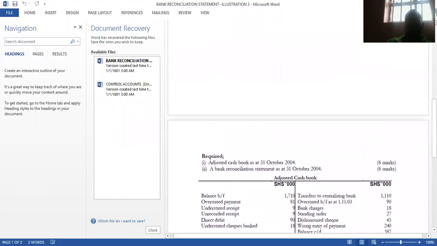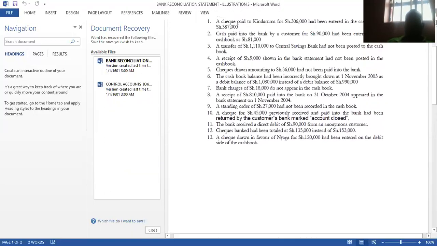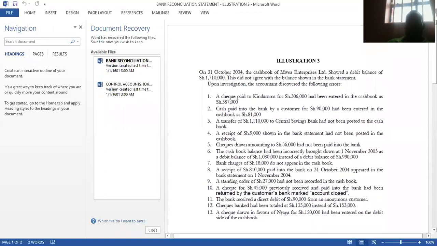Let's go to the error number two that was noticed. It says that cash paid into the bank by a customer, 90,000, had not been entered in the cash book. It was a cash paid into the account by a customer. So it is a customer who is paying us actually, because it was received by the bank and entered in the cash book as 81, then it simply means that the receipt side of the cash book had been undercast.